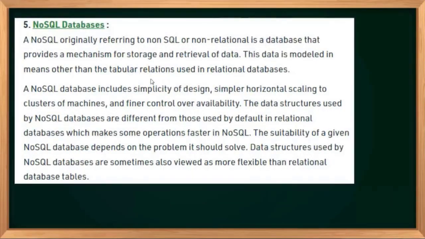Last is the NoSQL model. NoSQL originally refers to non-SQL or non-relational database model. It provides a mechanism to store and retrieve data. Up to this, first one is hierarchical, second one is network, third one is object-oriented, and fourth one is relational. This is another, different model used to store and retrieve data, whereas the relational model uses more than one tabular relation.